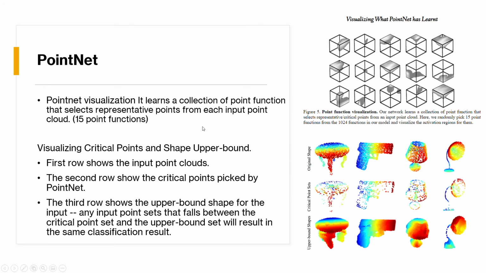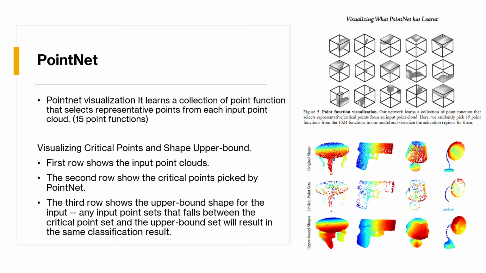So you can see these two very informative images. In the upper one, you can see the PointNet visualization. So it shows how the network learns a collection of point functions. Each of these cubes is a collection of point functions, and it selects representative points from each input point. It is showing 15 point functions. Okay, and in the lower image, it shows the visualization of critical points and the upper and lower bounds.